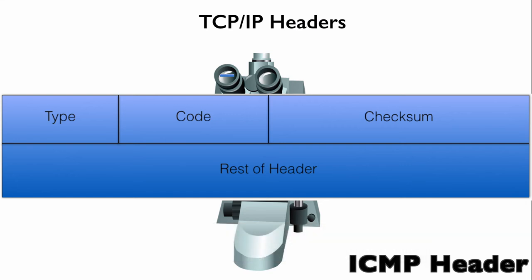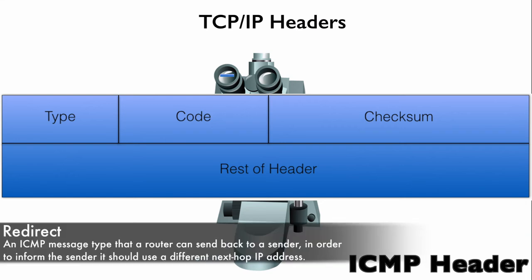Next, think about a redirect message. Maybe we have a host that has information that says, in order to get to this destination network address, we should send our packets to this next hop IP address. However, network conditions might change. And if there's a different next hop IP address that host should be using, the original next hop router could let that host know by sending it a redirect ICMP message saying, actually, you should be using this next hop address.